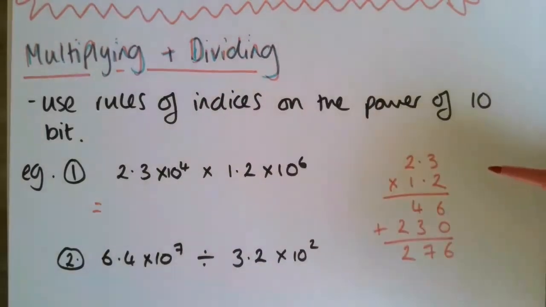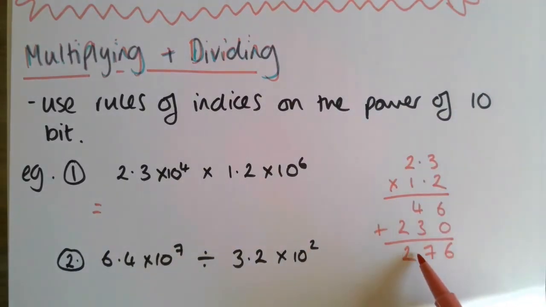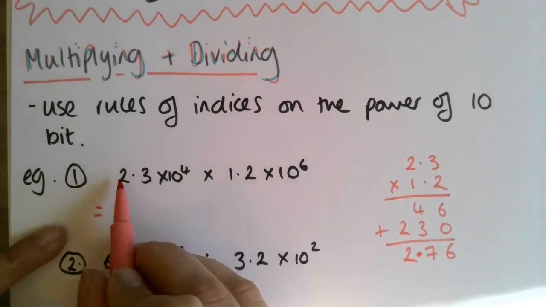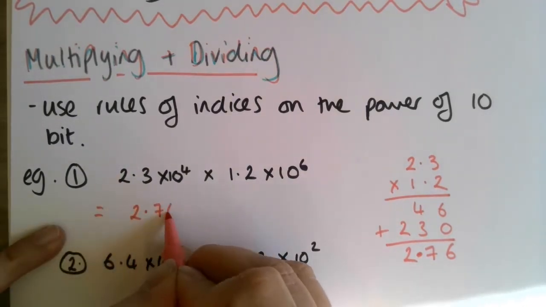Now, 276 is what I would get if I did 23 times 12, but obviously I haven't done that. I've done 2.3 multiplied by 1.2. So then I look and see, right, there's 2 digits after my decimal point in my question, so there has to be 2 digits after my decimal point in my answer. So that gives me 2.76. So I know 2.3 multiplied by 1.2 is 2.76.